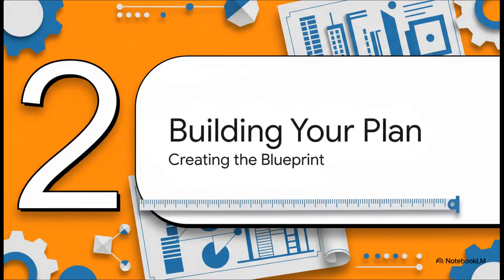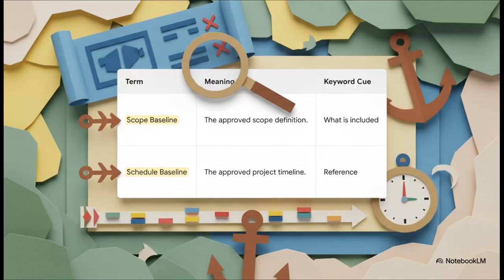All right, our why is established, it's solid, so now it's time to create the blueprint. This whole phase is about defining the what and the when. And these definitions become the foundation, the yardstick we'll use to measure our progress. Now this right here, these are your project's anchor points. The scope baseline tells you exactly what is included in the project and, just as important, what isn't. The schedule baseline is your approved timeline. I want you to think of them as your official reference points. If you start to deviate from these, you know you're veering off course.